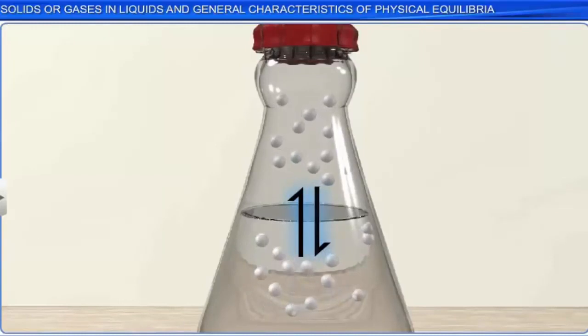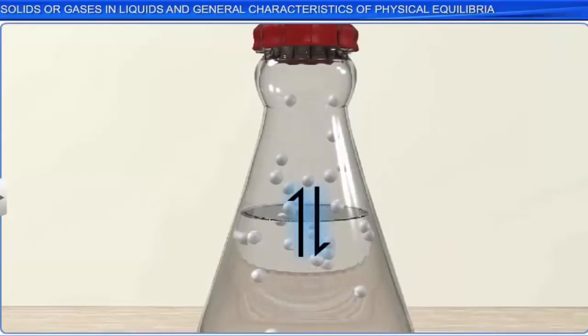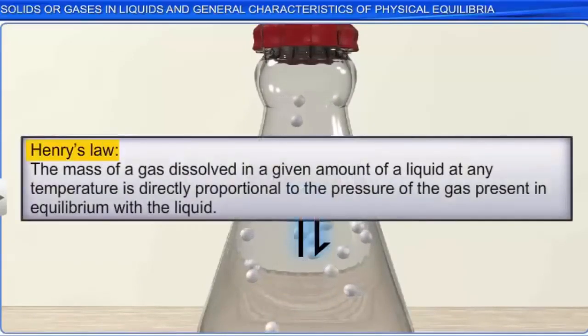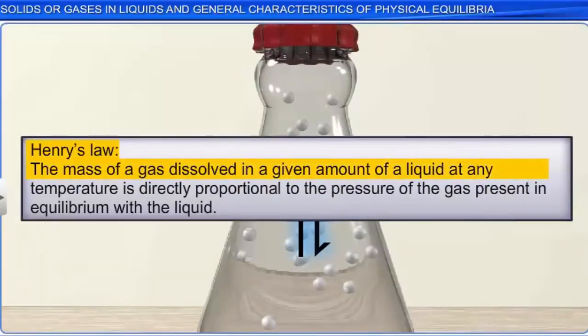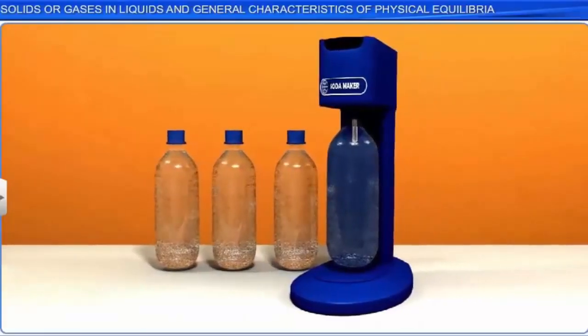This equilibrium is governed by Henry's law, which states the mass of a gas dissolved in a given amount of a liquid at any temperature is directly proportional to the pressure of the gas present in equilibrium with the liquid. All carbonated drinks are bottled under pressure to increase the solubility of carbon dioxide in the solution.